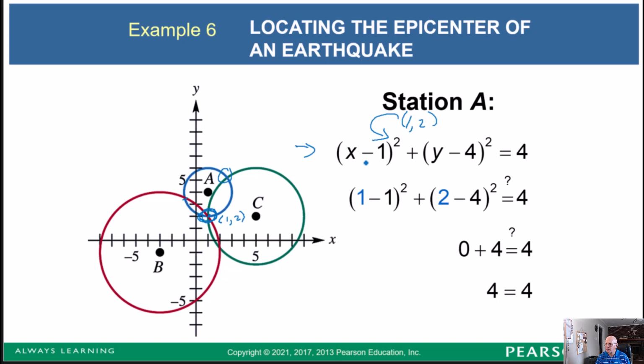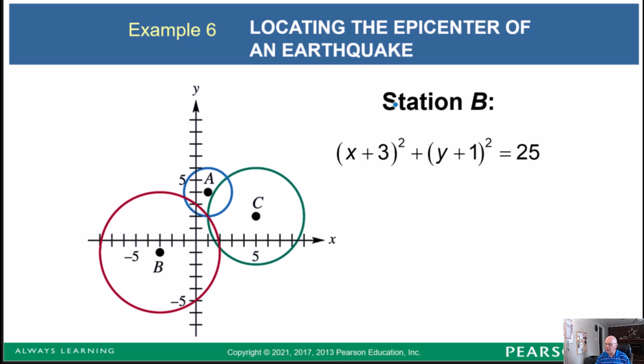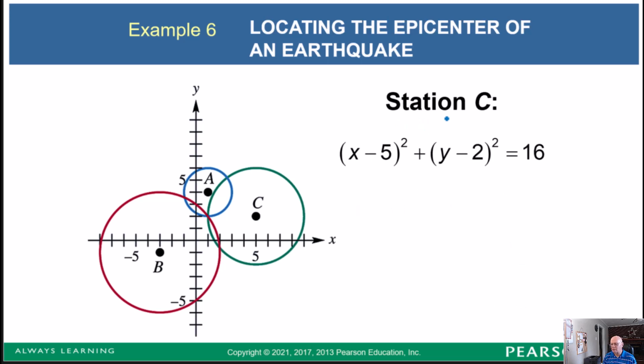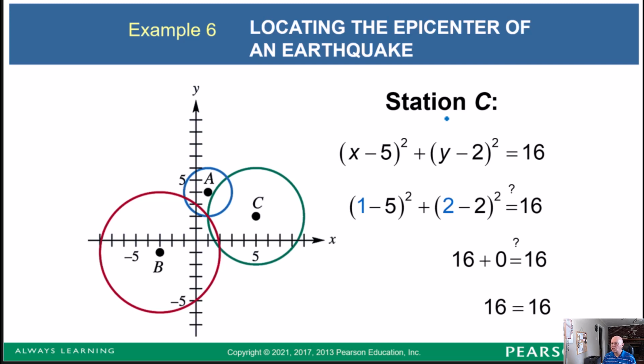That works. Does it work for B? Check that point, 1, 2. You might pause this, see if 1, 2 works. Put the coordinates in for 1, 2, and that works as well. So 1, 2 is still as good. We have one more to check though. Station C. Put the point 1, 2 in there. Pause it. Come on, give it a try. Put a 1 in for x, a 2 in for y. And sure enough, the epicenter is at point 1, 2.